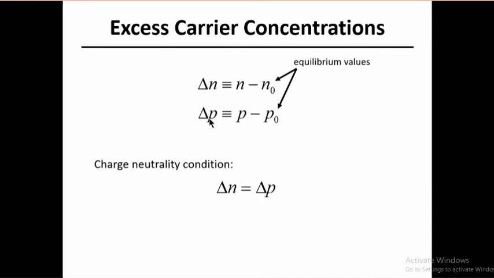We say the excess carrier is equal to the new concentration of electrons minus the equilibrium value, meaning when N was equal to P, so that's N0. We refer to it depending on whether we are talking about N-type material or P-type material. And if we have a neutrality condition, then we say that delta N is equal to delta P.